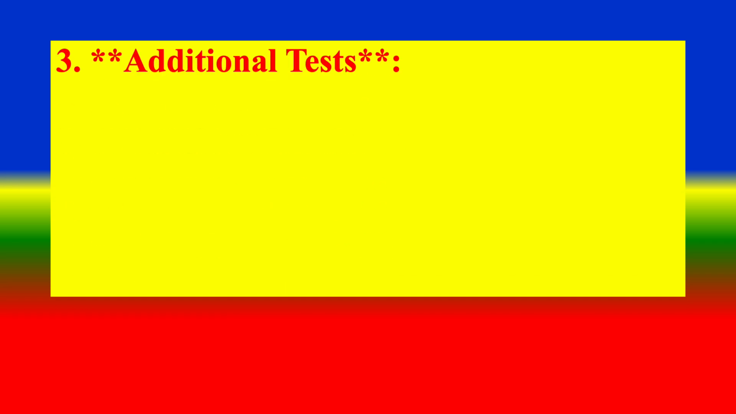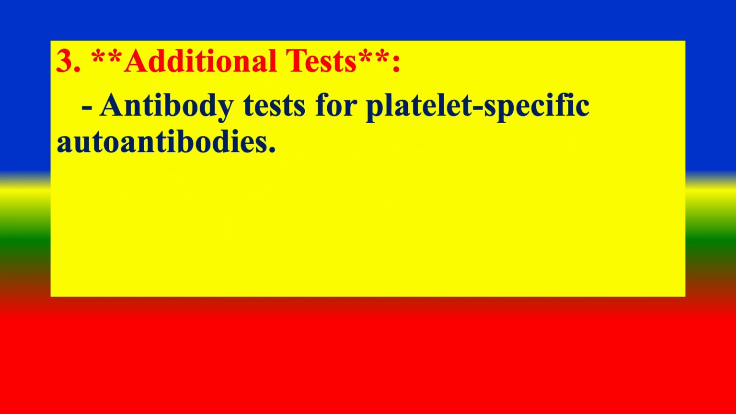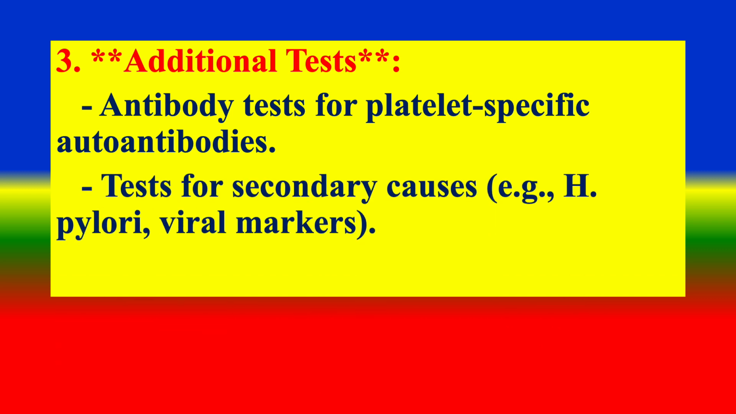3. Additional tests. Antibody tests for platelet specific autoantibodies. Test for secondary causes, for example H. pylori and viral markers.